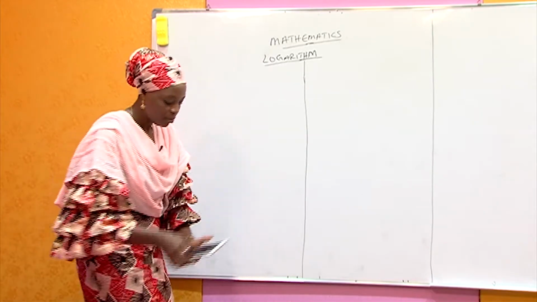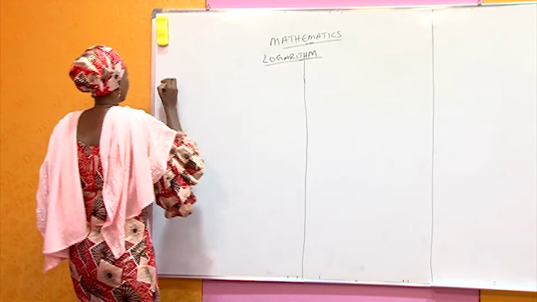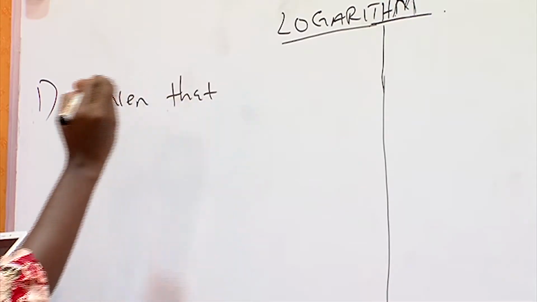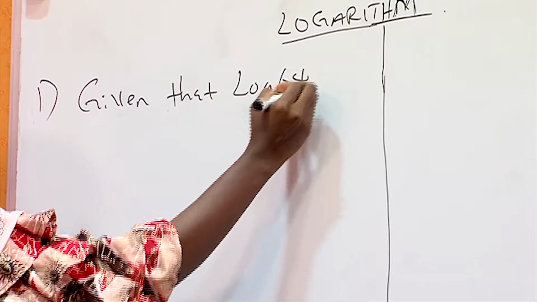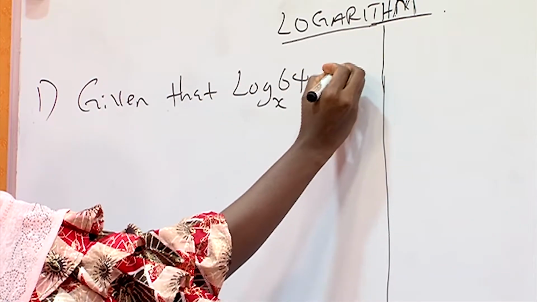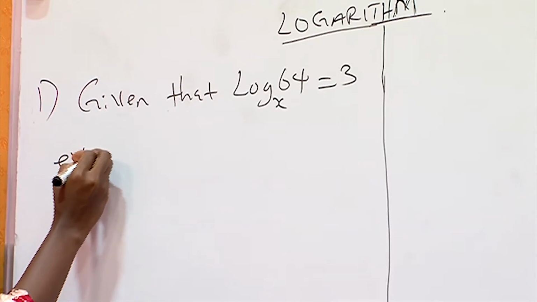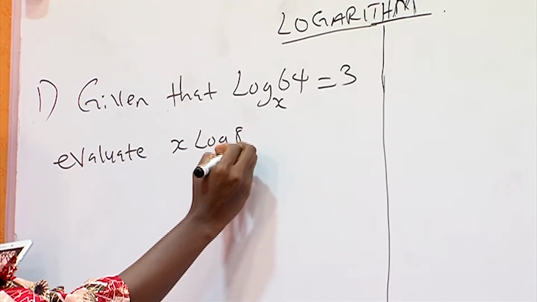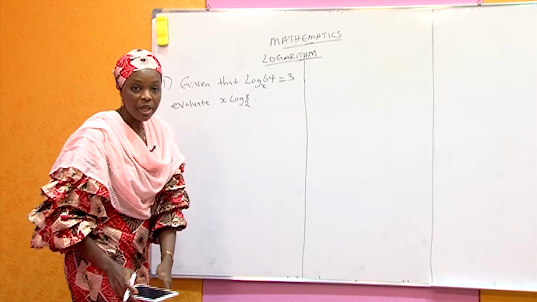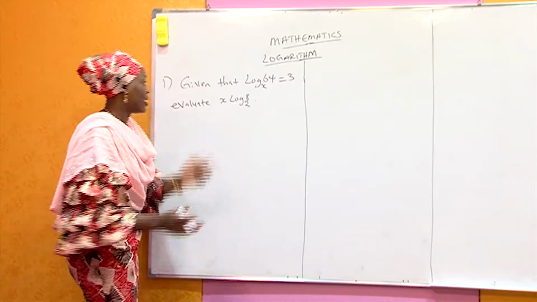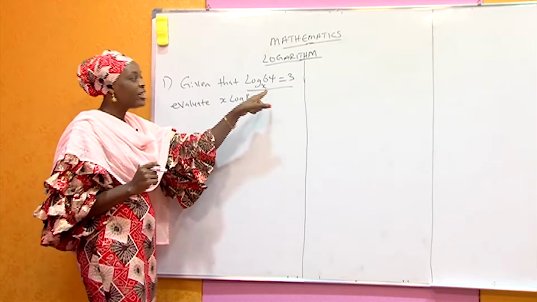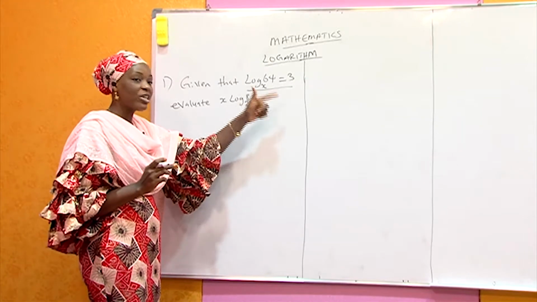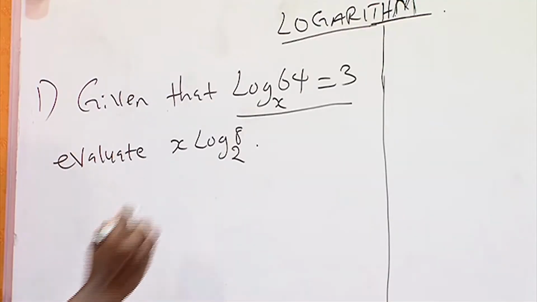Question number 1. Given that log 64 base x is equal to 3, evaluate x log 8 base 2. Now, looking at this question, you see that they gave us this value. We need to first evaluate this value before we can do this. It is this that will give us the guide to solving this question. So, solution.